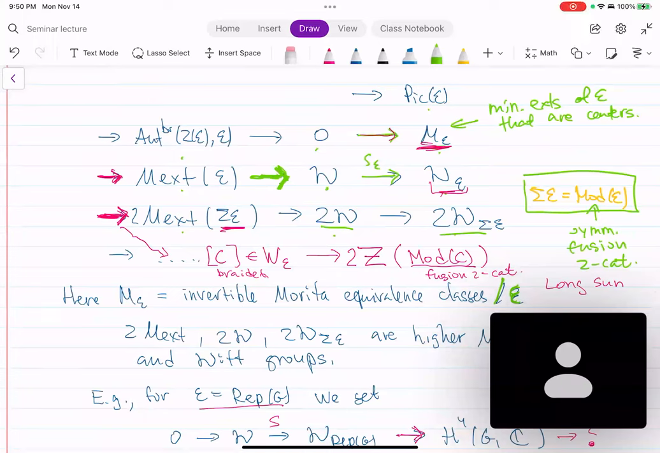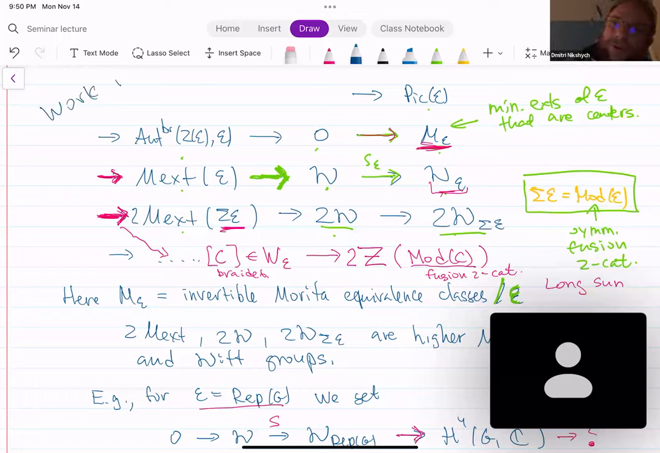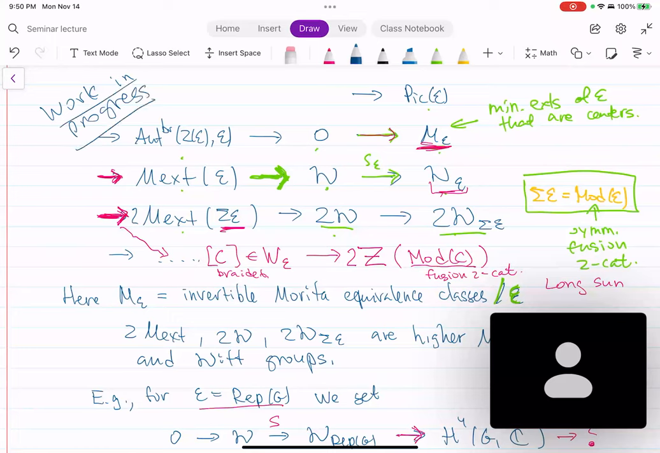Where can I find this long exact sequence in your paper? Like I said, it's work in progress. I think it's more fun to talk about work in progress than what is written. Hopefully I'll try to finish it in a couple of months. I'll let you know.